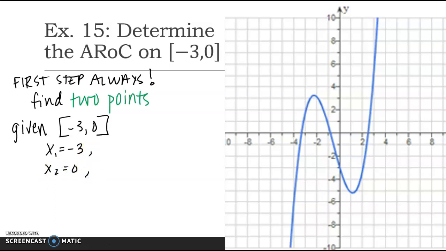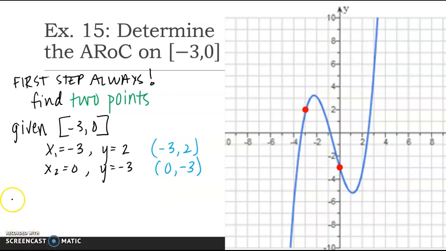We're given a graph. Let's locate those points on the graph. When x is equal to -3, here's the point on my graph. My corresponding y value is +2. When x is equal to 0, I locate that point on my graph. The y coordinate is -3. So these correspond to the ordered pairs (-3, 2) and (0, -3).